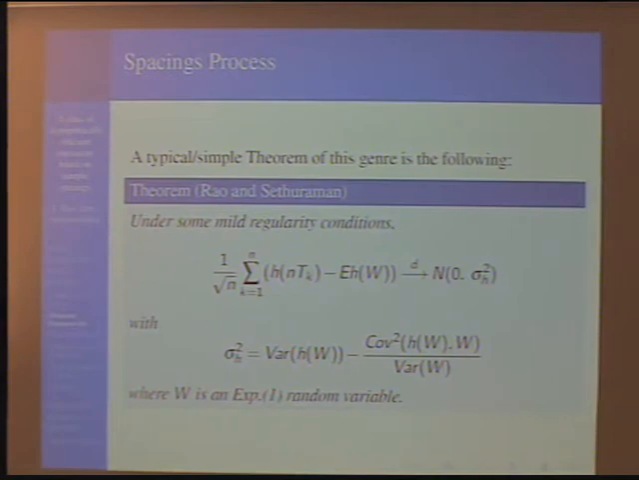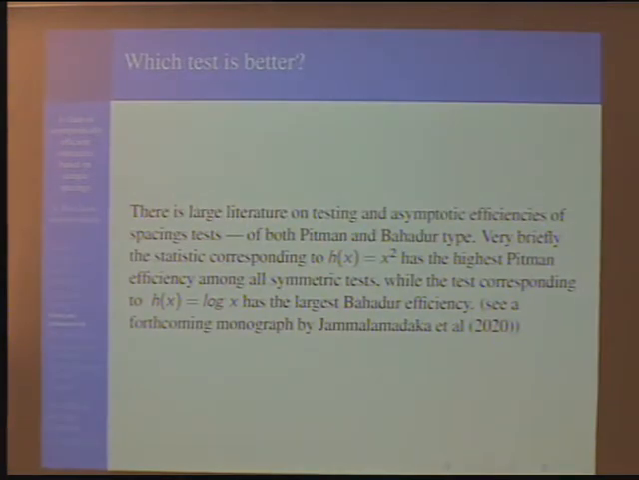So that is the mean, and this is the variance of such statistics h. Okay, that's a typical result. And the question is, what is a good h? It turns out h of x equals x squared has the highest Pitman efficiency, and h of x equals log x has the largest Bahadur efficiency.